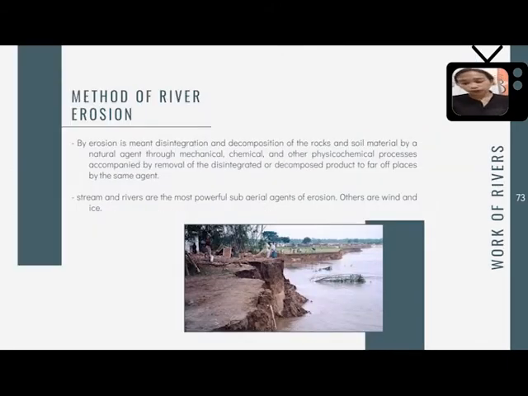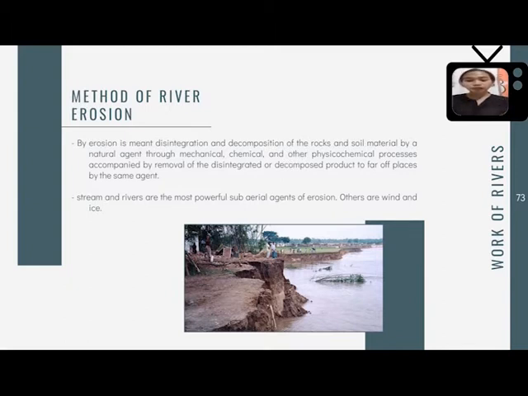So first is erosion. By erosion is meant disintegration and decomposition of rocks and soil material by a natural agent through mechanical and chemical processes, accompanied by removal of the disintegrated or decomposed product to far-off places by the same agent. So this happens when the water carves and shapes the landscape through which it flows. So, erosion happens when the water carves or shapes the land where it flows.